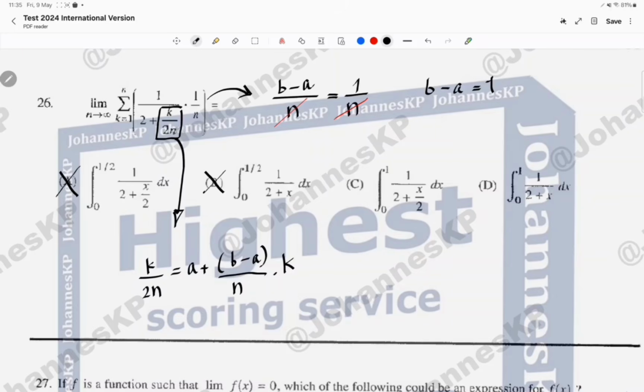That's a rule. This is the A, the bottom number. So instead of A, what do you put? 0. Cancel the N with the N. Right? And if you cancel the K with the K, you will get 1 over 2 is equal to B minus A. But that's not possible because we know that B minus A is equal to 1.